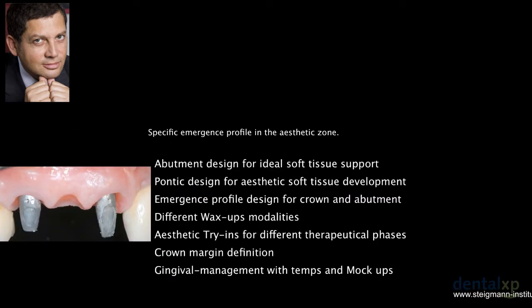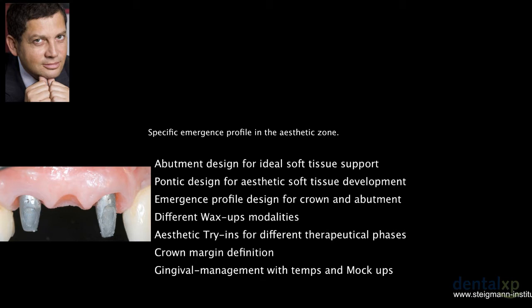So we have to think about an abutment design which should maintain the soft tissue, and a crown design which will maintain the soft tissue minimalistically, maybe 1 millimeter under the gingival margin. So we will have to think about an abutment design which will be ideal for soft tissue support, a pontic design for aesthetic soft tissue development, emergence profile design for crown and abutment, then different wax-up modalities. We will do different aesthetic trials for different therapeutic phases, and the crown margin definition has changed over time.